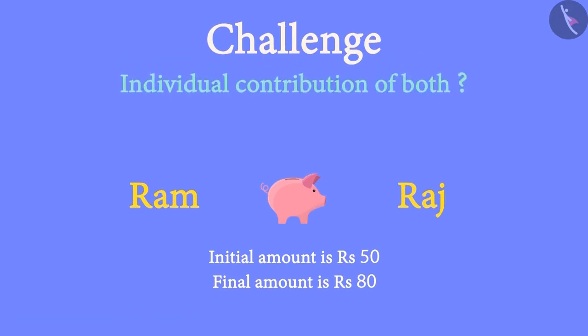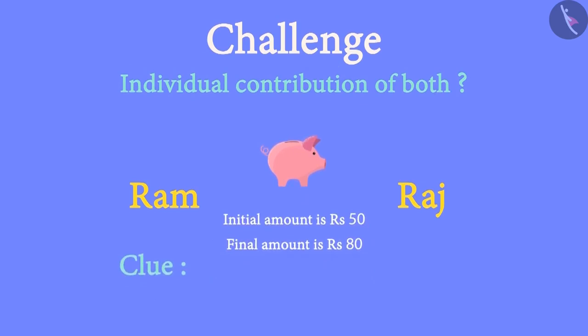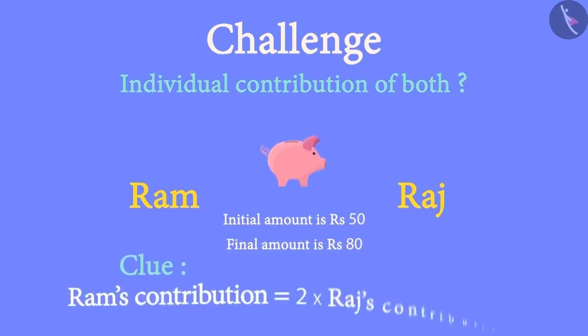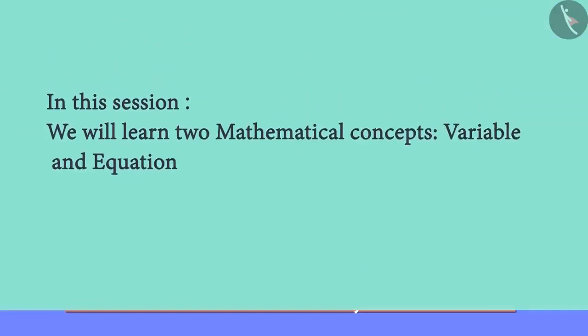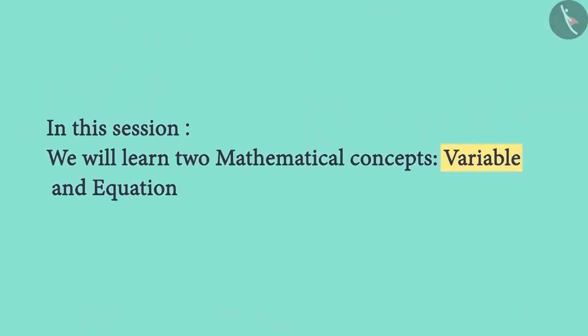But wait, a clue has been given for this. The clue tells that Ram has deposited double the amount deposited by Raj in the piggy bank. Can you find the answer with the help of this clue? Come on, friends, let us try to solve such challenges. In this session, we will learn two mathematical concepts, variable and equation.